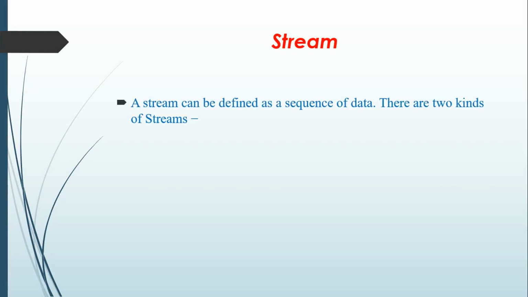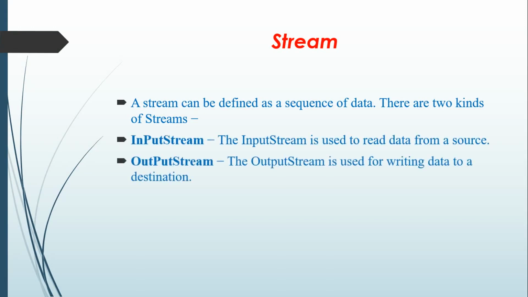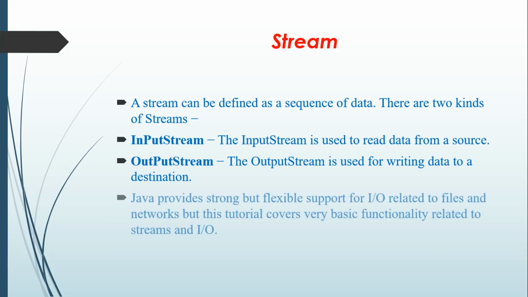Let's discuss streams in Java. A stream can be defined as a sequence of data. There are two kinds of streams, the input stream and the output stream. The input stream is used to read data from a source and the output stream is used for writing data to a destination. Java provides strong but flexible support for input-output related to files and networks. But in this tutorial, we are basically covering functionality related to streams and input-output.